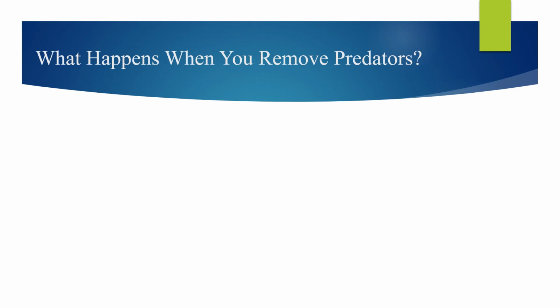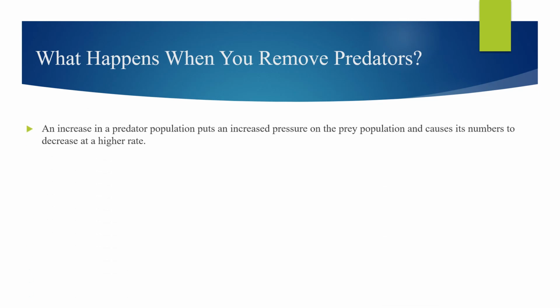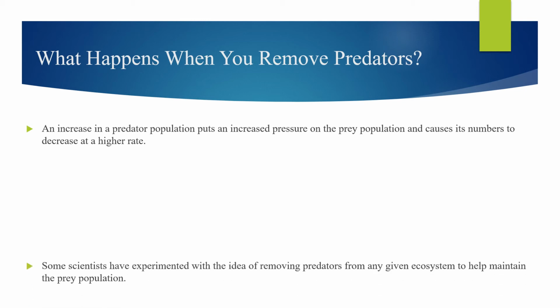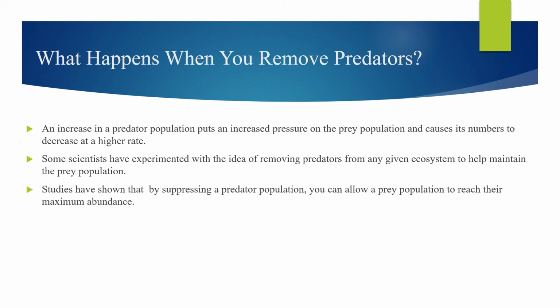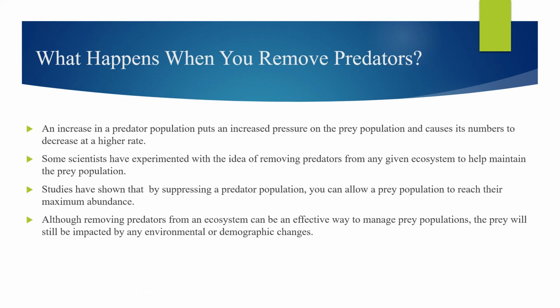What happens when you remove predators? When predator populations increase, there's increased pressure on the prey populations, causing their numbers to decrease faster. Some scientists have experimented with the idea of removing predators from ecosystems to help maintain prey populations. Studies show that by suppressing predators, you can allow prey to reach their maximum abundance. Although removing predators can be effective to manage prey, they will still be impacted by environmental or demographic changes.